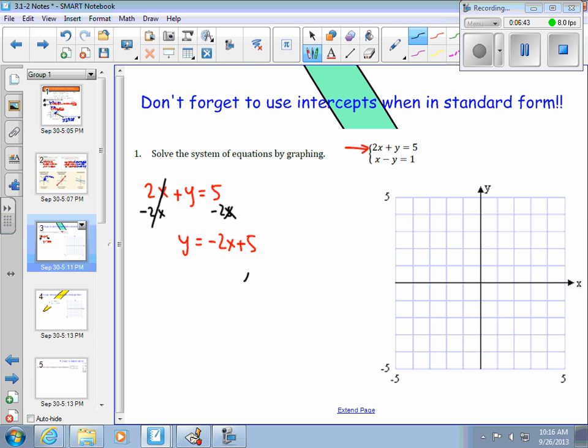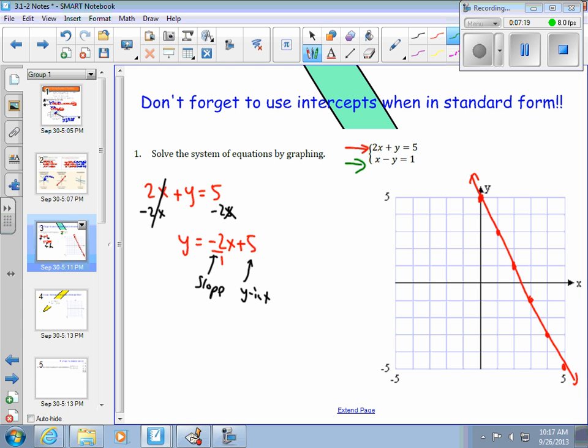Recall that this is the y-intercept. This is our slope in front of the x, and anytime it's a whole number, you can put it over 1. So on this one, if we were going to graph this, we'd start with our y-intercept of 5, put a dot, and then we would proceed to go down 2, because it's negative, right 1. Down 2, right 1. Keep going. And then we can connect those with a line. That's our first line.